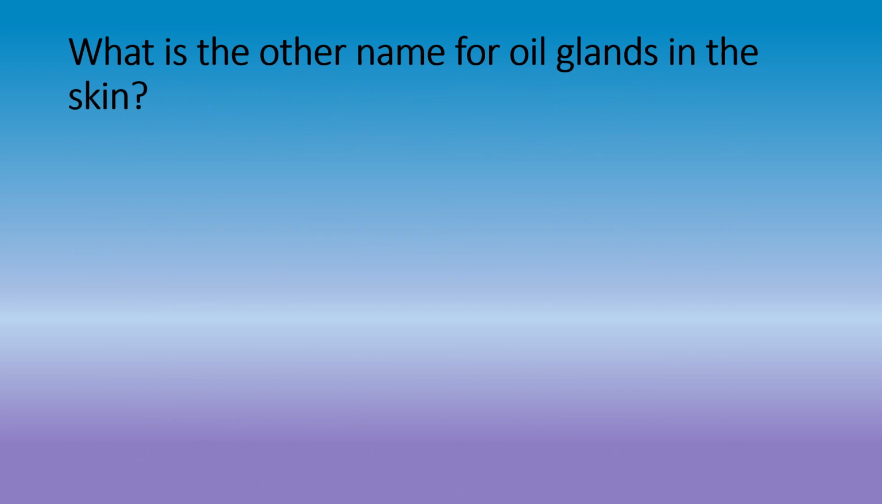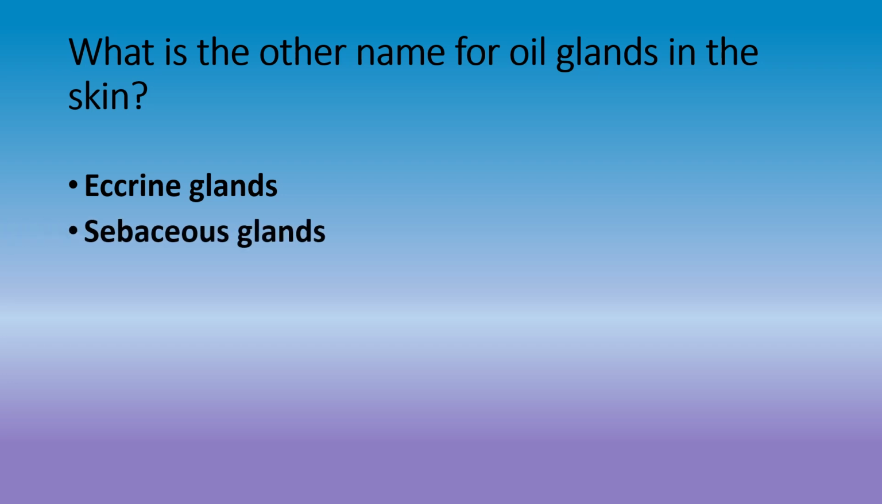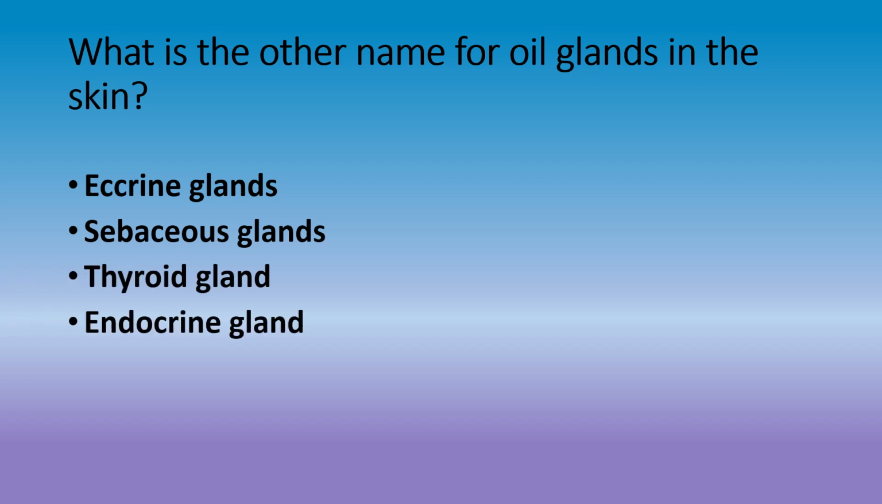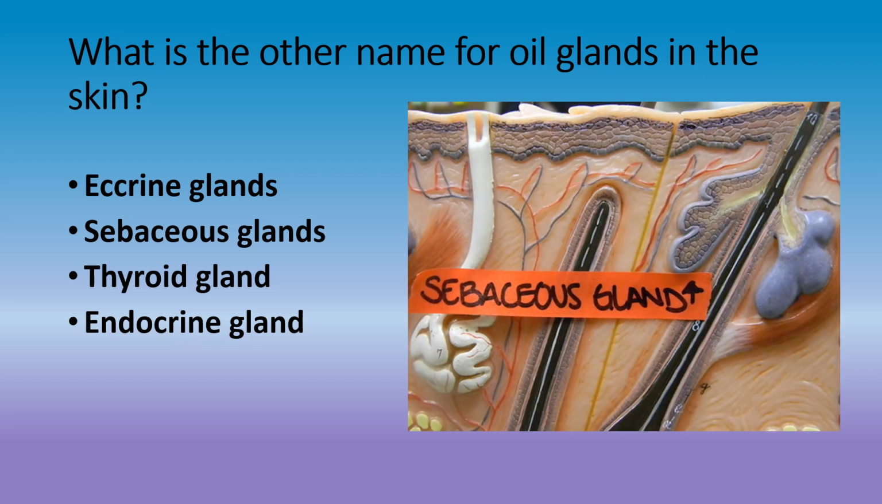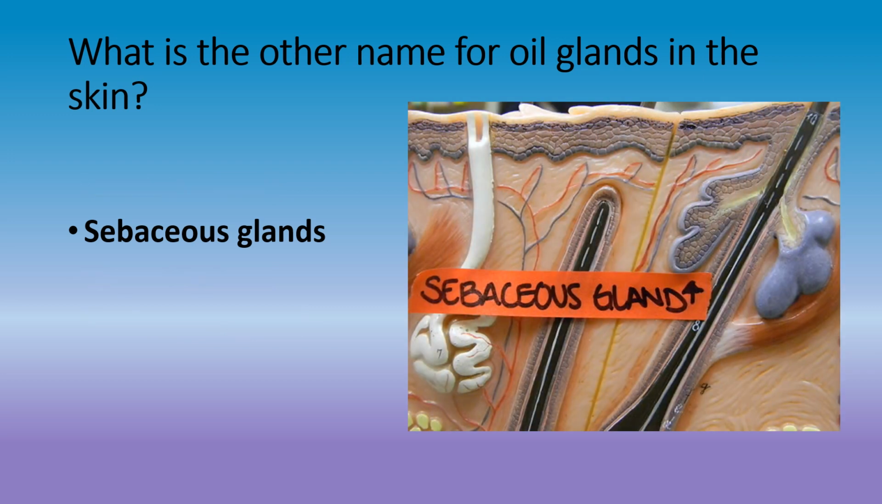Next question. What is the other name for oil glands in the skin? Are they the eccrine glands? Are they the sebaceous glands? Are they the thyroid glands? Or are they the endocrine glands? So these are the sebaceous glands. These sebaceous glands are microscopic glands found in the hair follicles that secrete sebum. Sebum is the oily substance that protects the skin from drying out.